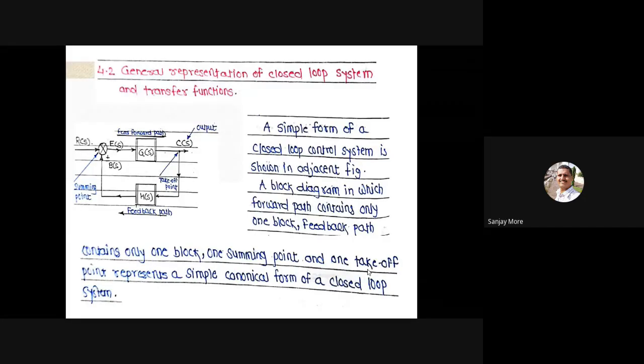Okay. So again, same diagram here. Within 1 minute, draw this diagram, with all these summing points, reference points and takeoff points. Give the heading general representation of closed loop system and transfer function, and draw this diagram within 1 minute.